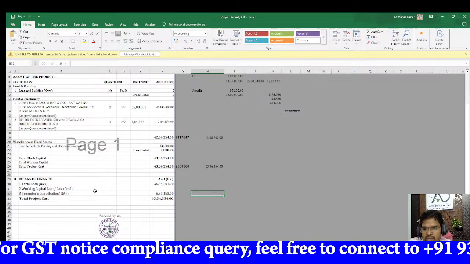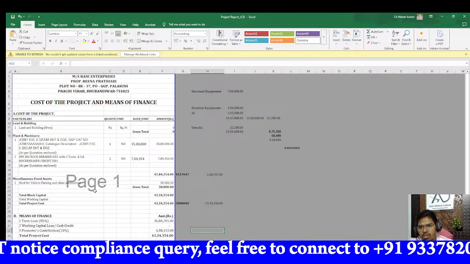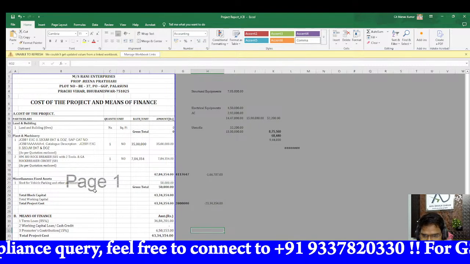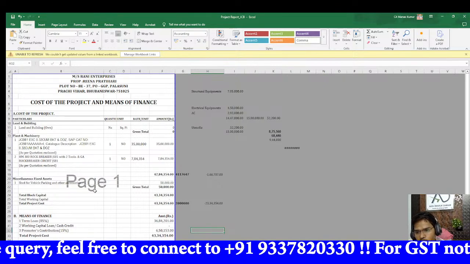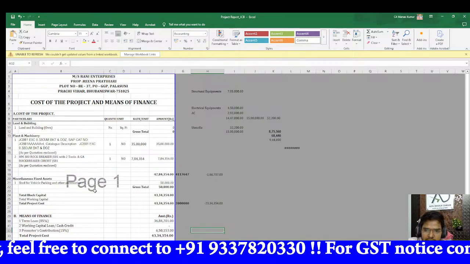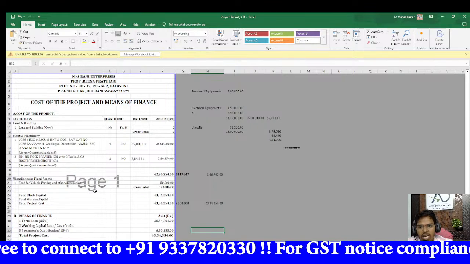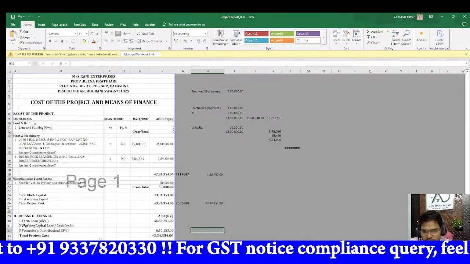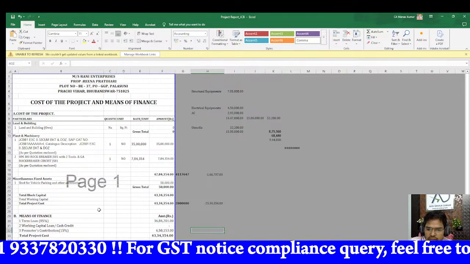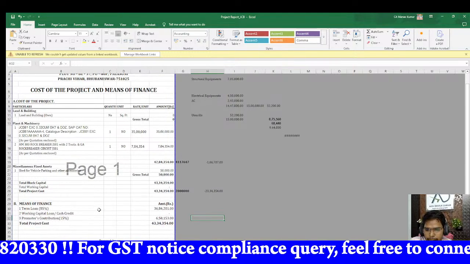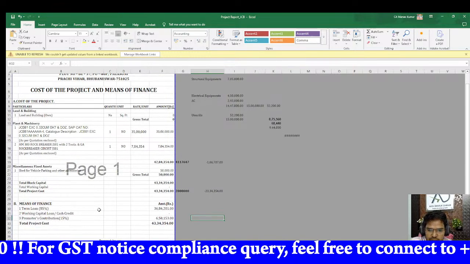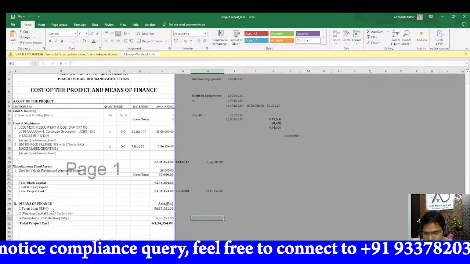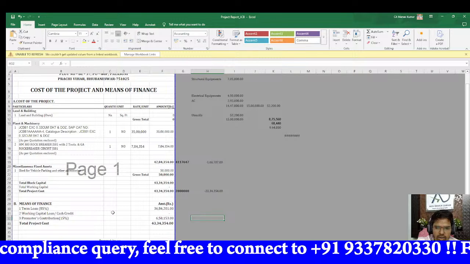Okay. Here you can see how the project cost has been derived and how the means of finance has been derived. This is the most important thing. This is the most vital paper for a project report. Okay, I have completed the cost of project and the means of finance. Next, we have to go forward to the term loan.